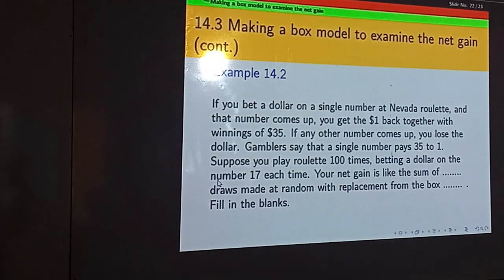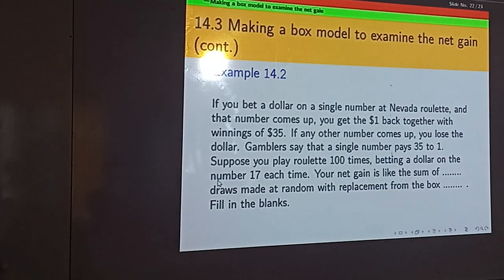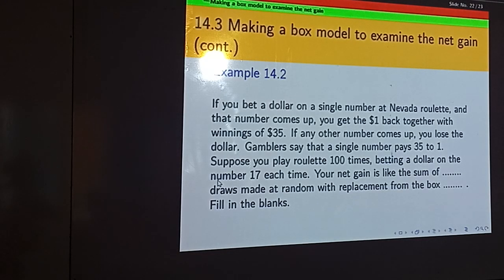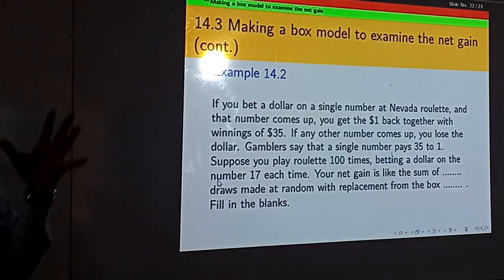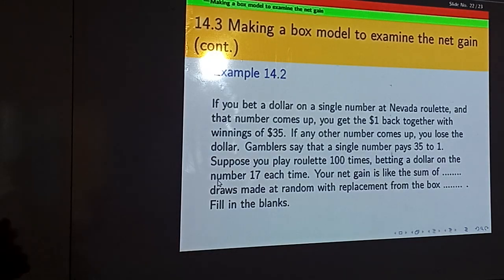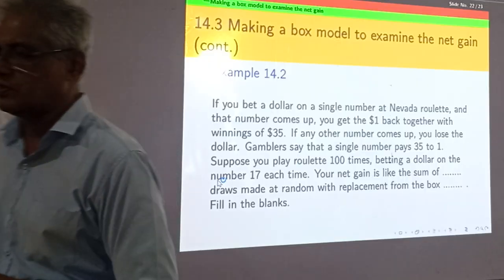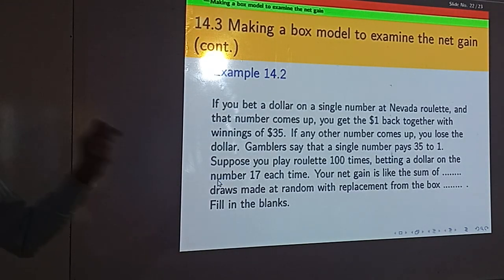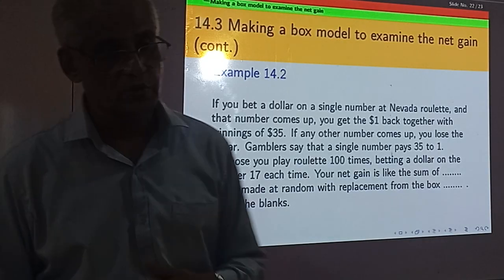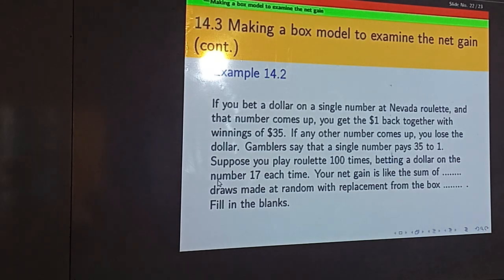Okay, suppose you play roulette 100 times, betting $1 on number 17 each time. So you are betting all the time on number 17. If number 17 comes, you get $35. If the number 17 doesn't come, you lose your dollar. That's the game. Your net gain is going to be like the sum of some draws from a certain box. So the question is, what kind of box? What are the tickets that you should have in the box? How many tickets should you have to simulate this total gain? That's the question.